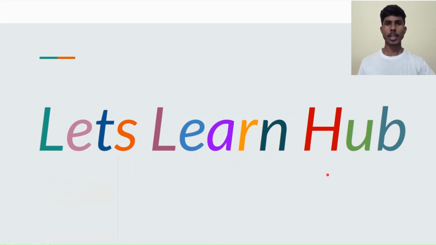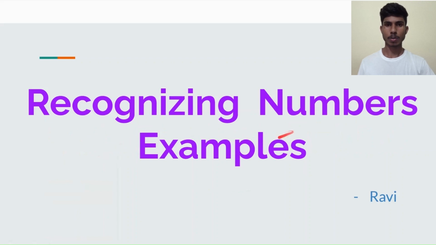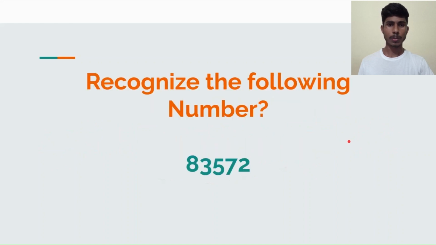Today's topic is recognizing numbers examples. In my last lecture, I already taught you how to recognize numbers. In this lecture, I will cover a few more examples to get a better understanding of recognizing numbers. Okay, let's get started. Our first number is 83572. We need to recognize this number.